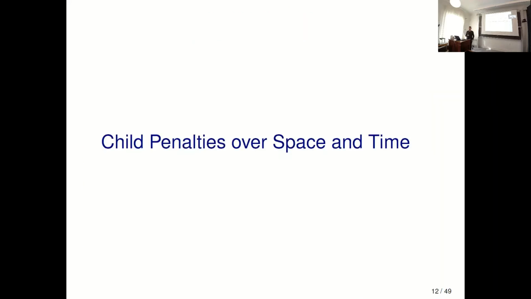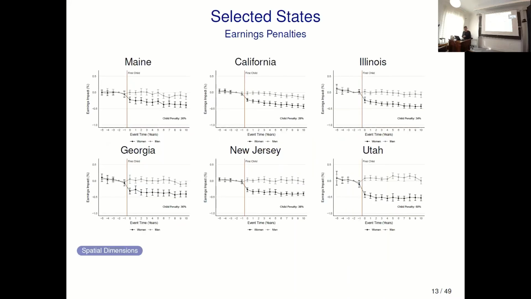Now let's think about how that varies across space and across time in the US. These were some of the graphs I showed you yesterday. Let me show you these graphs. These are focused on earnings penalties first, and here I've selected 6 specific states in the US that span different parts of the country and different types of economies, cultures, and so on. So you have a state like Maine up here, where the earnings penalty is relatively small, about 26%.